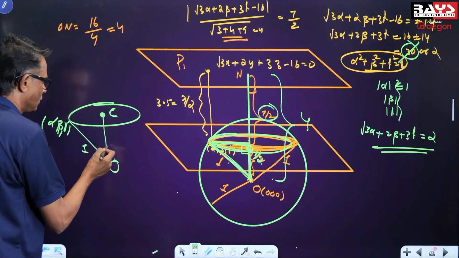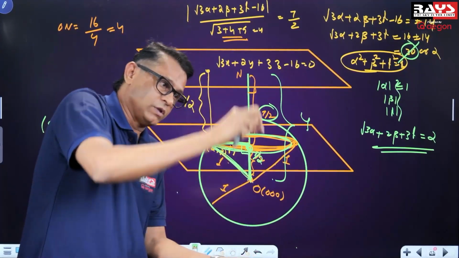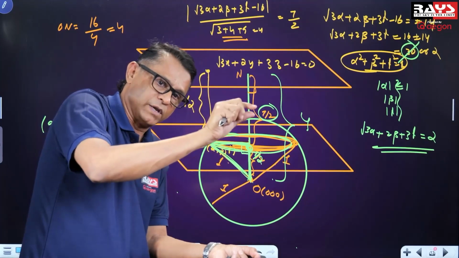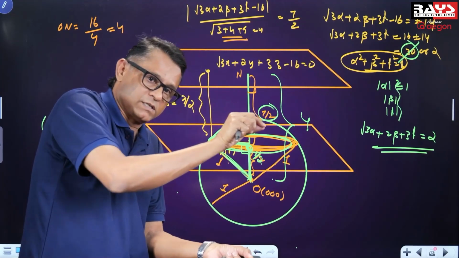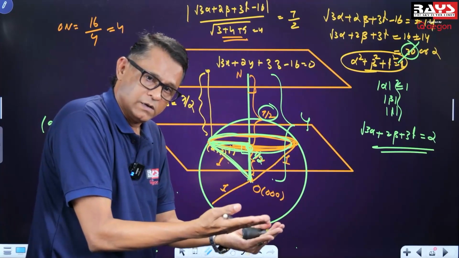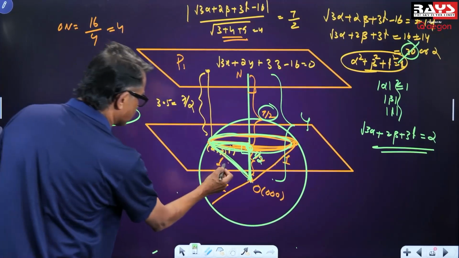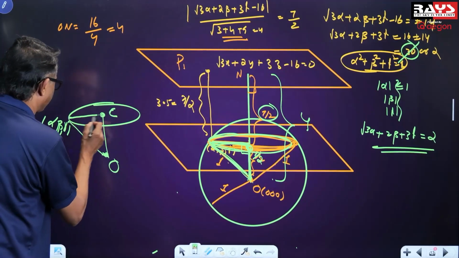So see, circle is like this. We are drawing from the origin to that circle. So that distance is 1 by 2, and the radius of the circle we have to find out. This distance is 1, because of this sphere. So the distance from the origin is 1. Radius of the sphere is 1. So this we can find out.